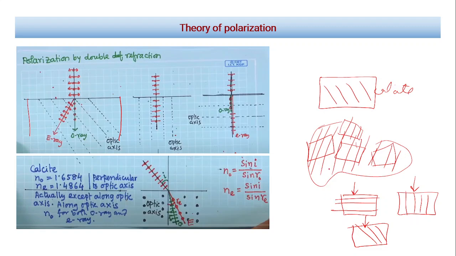So there could be various directions in which the optic axis can be oriented, because the structure and geometry I have cut out from the bulk material may be different.